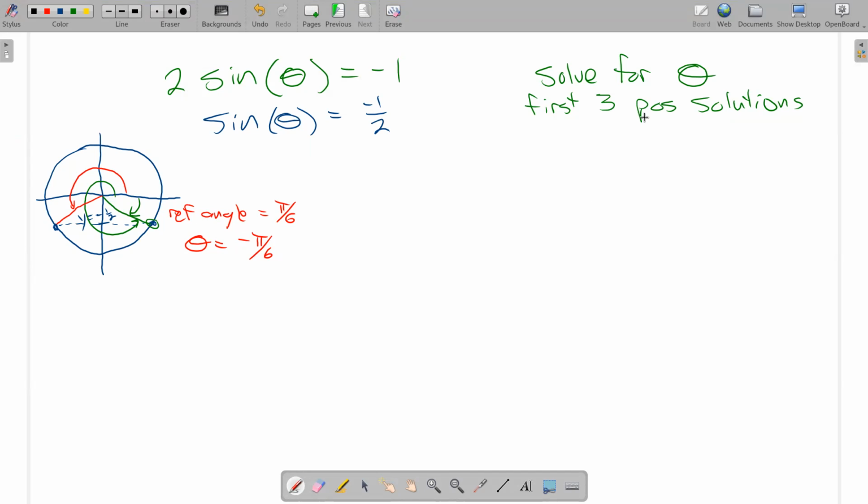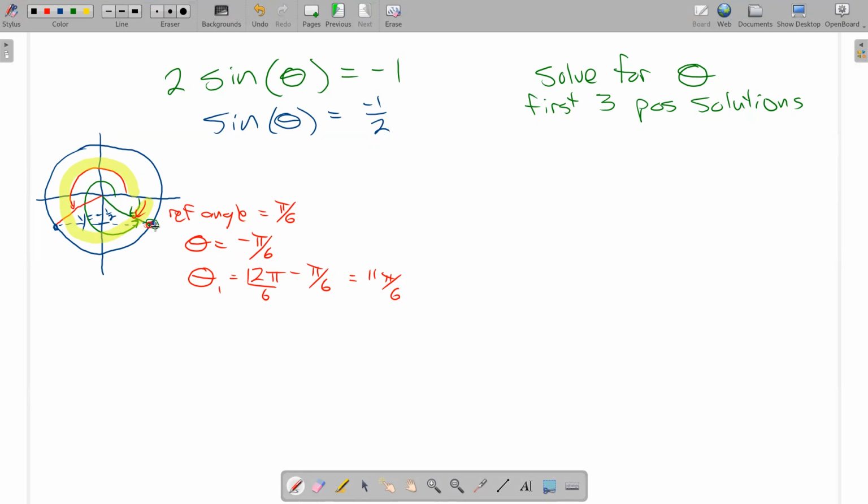Now, I want positive solutions here. So to get the positive version of this one right here, I just think if I rotated around a full revolution, but then backed off that amount, I'll get what I want. So the positive version of that solution right there, let's call that theta 1, would be 2 pi minus pi over 6, right? Go around once, but then back off that amount. So let's see, what would that be? 12 pi over 6 minus 1, so that should be 11 pi over 6.